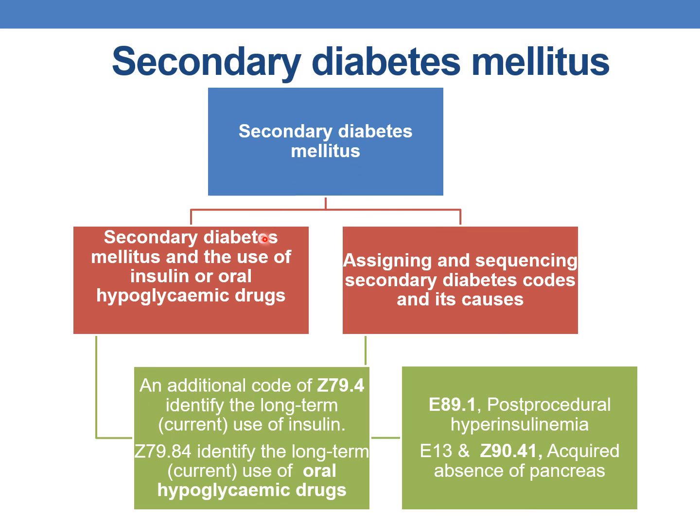Under diabetes mellitus, there are two subcategories for guidelines. First is use of drugs. For that, you need to use the additional code from the category Z79.4, Z79.84 and Z79.85. And the second case is assigning and sequencing of secondary diabetes codes and its causes. So whenever post-procedural hyperinsulinemia is given, first you need to code E89.1, followed by E13, and then additionally Z90.41 to indicate acquired absence of pancreas. We will discuss an example, then you will understand much better.